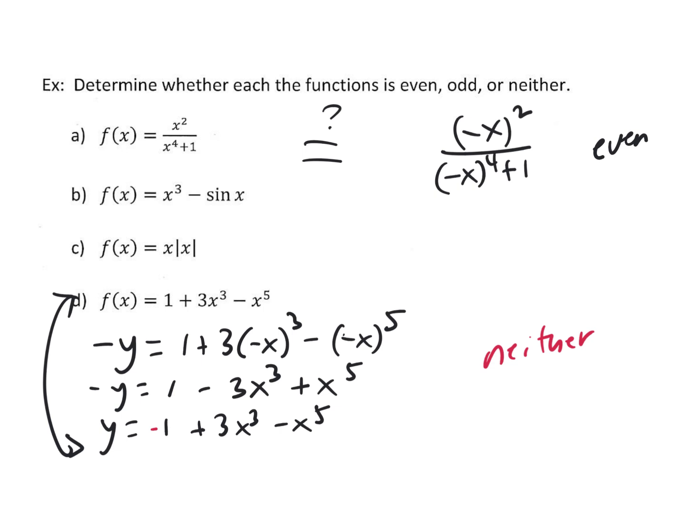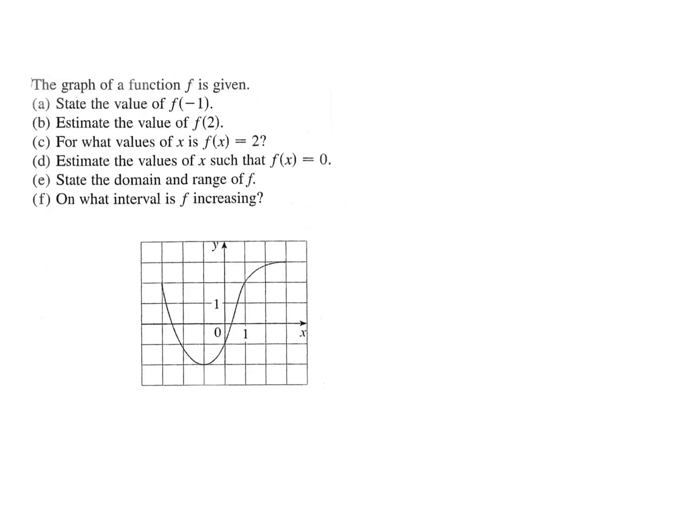Let's keep going. We got little graphs to interpret. Yep, we got a graph. This one's pretty straightforward. State the value of f of negative 1, estimate the value of f of 2. Yeah, knock this out quick.